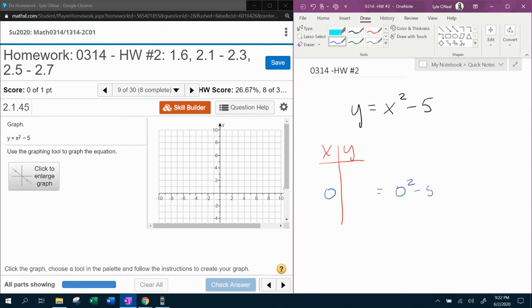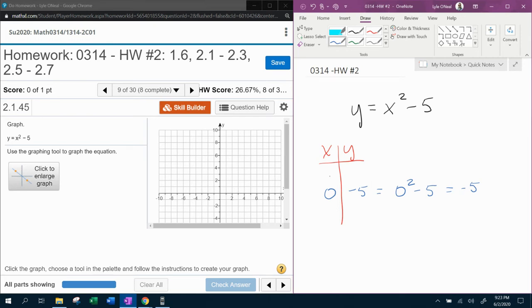0 squared minus 5. Well, 0 squared is 0, and 0 minus 5 is just minus 5. Now, this 0, negative 5, that is going to actually be our vertex because it made the squared part 0. And since this is like the center of the parabola, a quadratic makes a parabola, this called the vertex would be the center of the U shape.